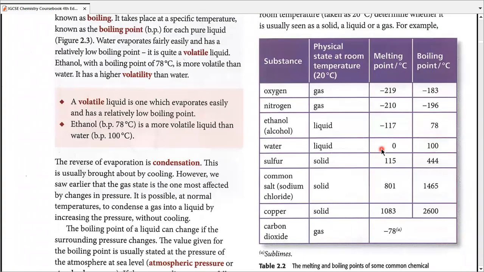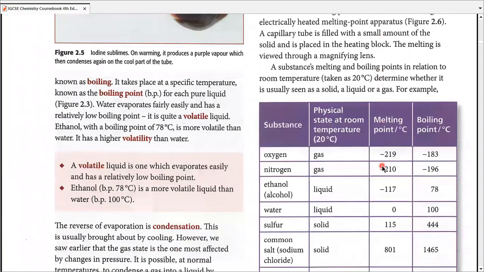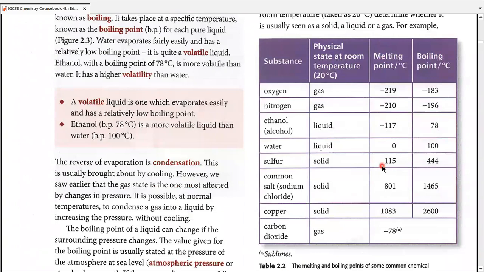So this is page number 24, and this page is about pure substances. This page has a table at the bottom, Table 2.2, and this table lists many substances. They talk about the state of the substances at room temperature, which is clearly mentioned at the top of the table as 20 degrees centigrade.